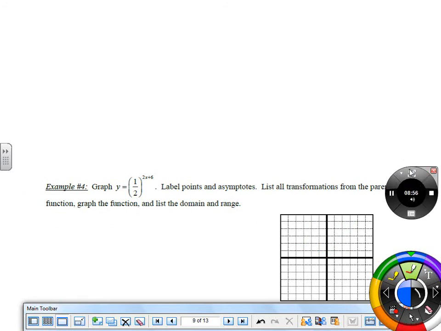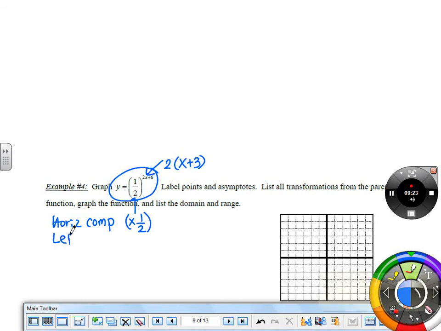All right. So again, another exponential graph. This time notice that the base is 1/2, so we expect something shaped more like decay. But we have a lot of transformations happening in the exponent. Remember, those are going to be all of our horizontal transformations. When I factor out the 2, I can now see that what that's going to be is a horizontal compression by a factor of 2, because remember with the horizontal stuff, you multiply by the reciprocal, and that we're going to shift to the left 3.